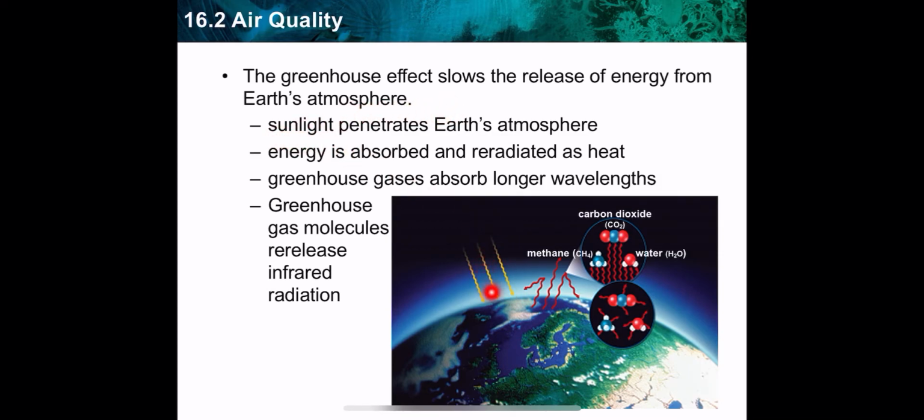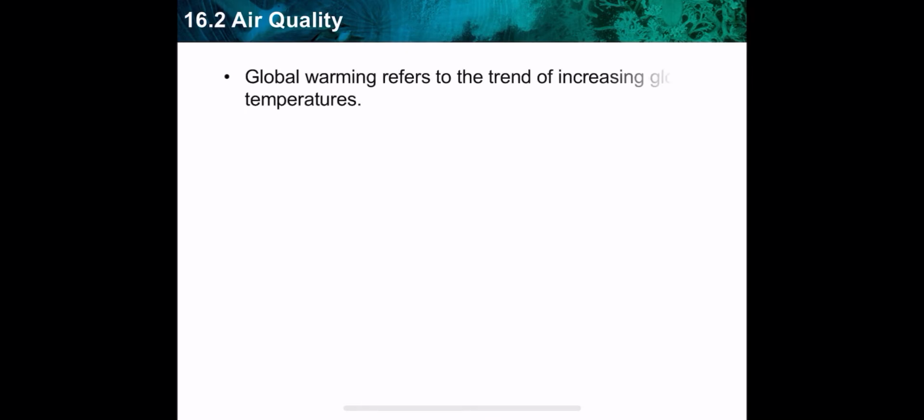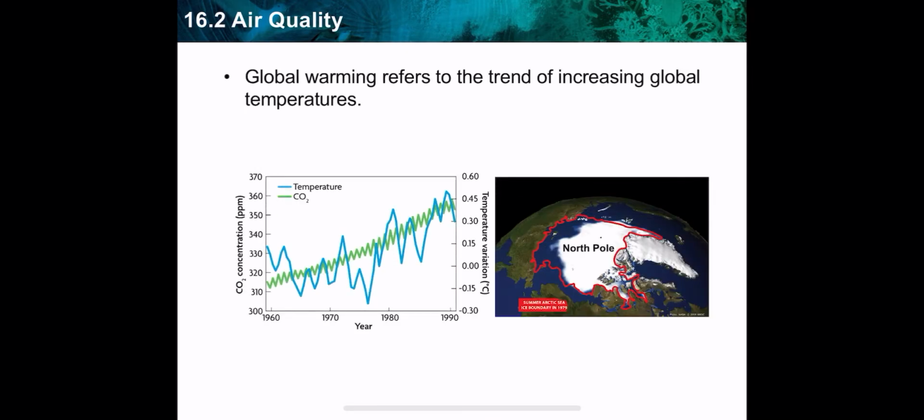Normally, the sunlight penetrates the Earth's atmosphere. What prevents the irradiated rays from escaping out? The greenhouse gases. And they also found that greenhouse gas molecules release infrared radiation, and they cause re-radiation of heat energy. An increase in the level of carbon dioxide increases the greenhouse effect, which in turn causes global warming.